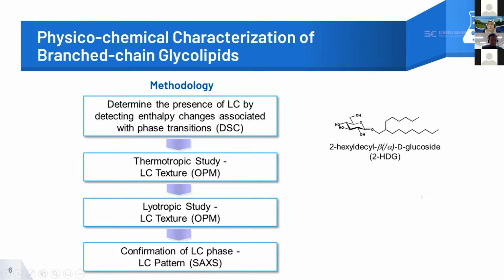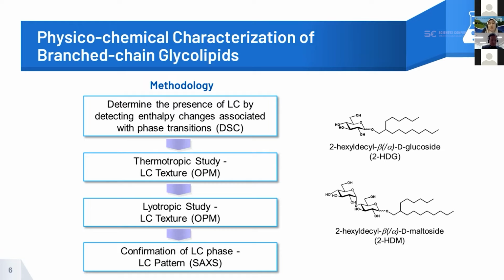These are the structures of the two molecules that have been investigated. Firstly is 2-hexadecyl glucoside with beta dominant. The second one is 2-hexadecyl beta-D-maltoside. The difference here is the head group. As you can see, here is the glucose group and this one is a maltose group, which means that the second structure is more polar compared to the first one. And then they have identical branching, which is C16.